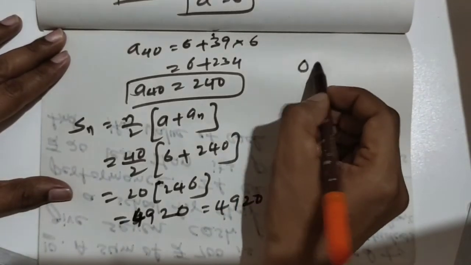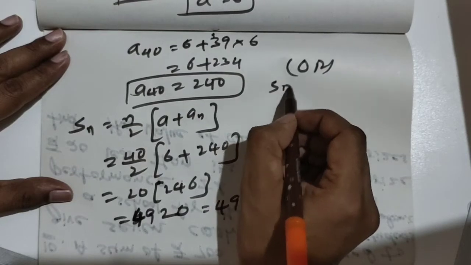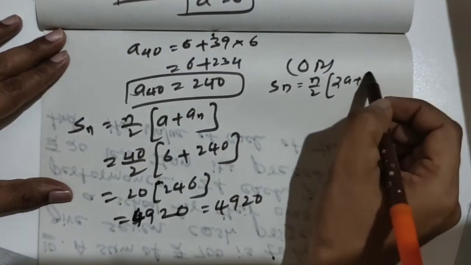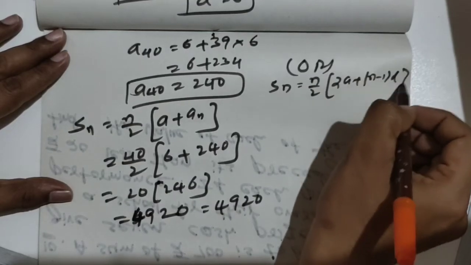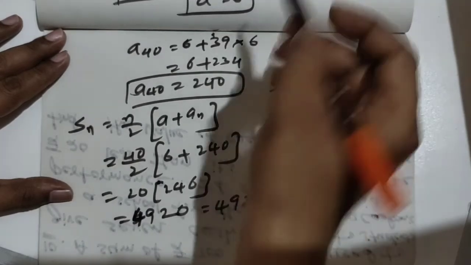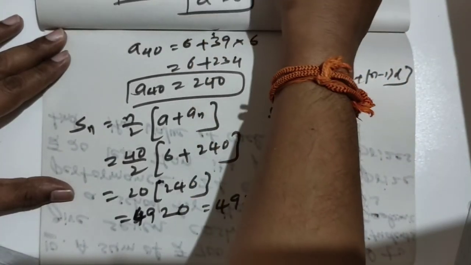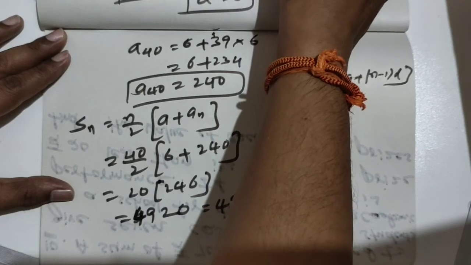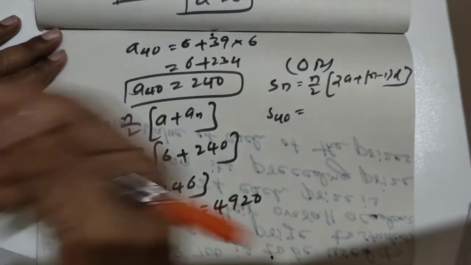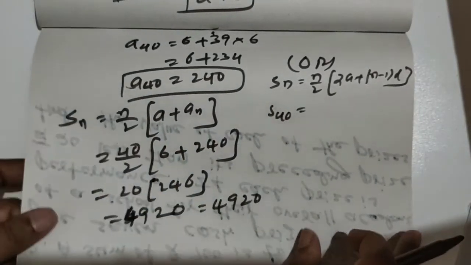4920. Otherwise simply you can apply the Sn direct formula. What is it? n by 2 into 2a plus n minus 1 into d. We have a value, d value and n value. Substitute n is equal to 40. Actually we have 40 terms, 40 multiples. Divisors of 6, nothing but multiples only, no? 6, 12, 18, all those are what?